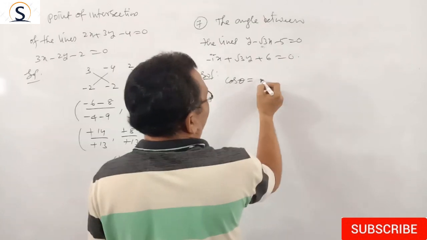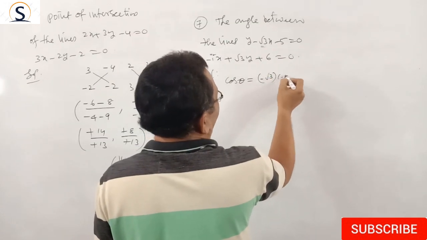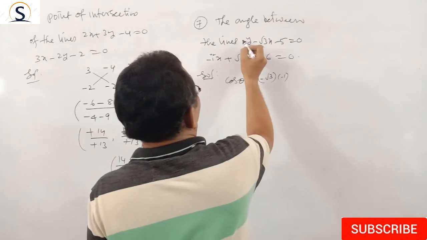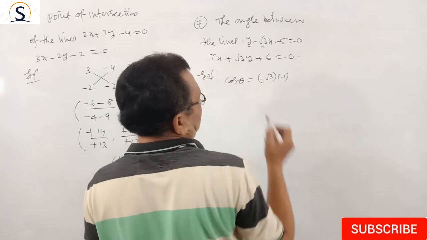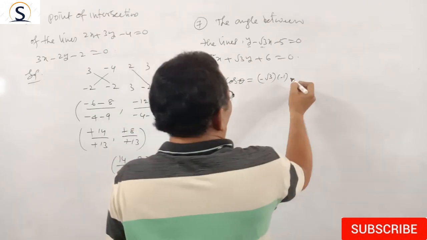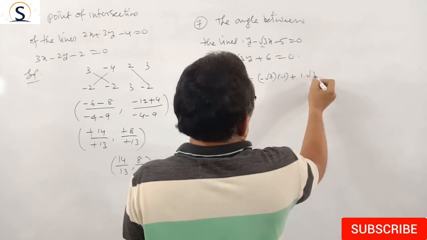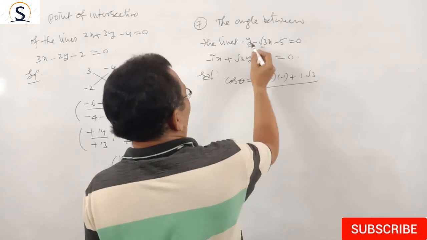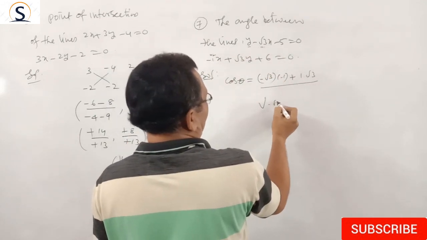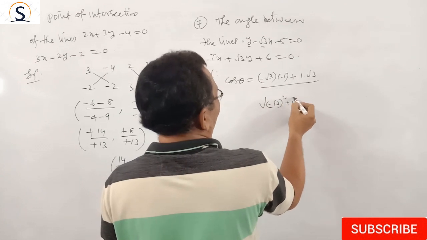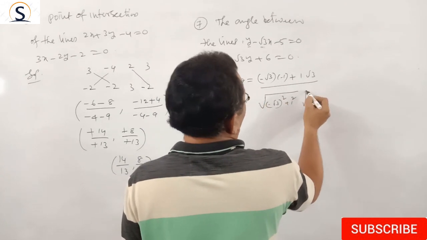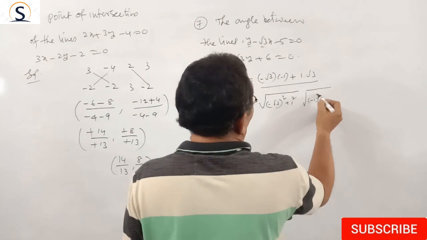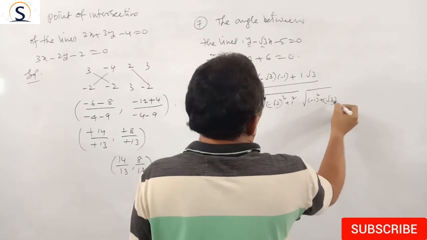a1 a2 means minus root 3 into minus 1, a1 a2 plus b1 b2, y coefficient is b1 b2, right, plus 1 into root 3, a1 a2 plus b1 b2 by root of a1 square plus b1 square, so minus root 3 whole square plus 1 square into under root of a2 square plus b2 square, this is minus 1 whole square plus root 3 whole square.